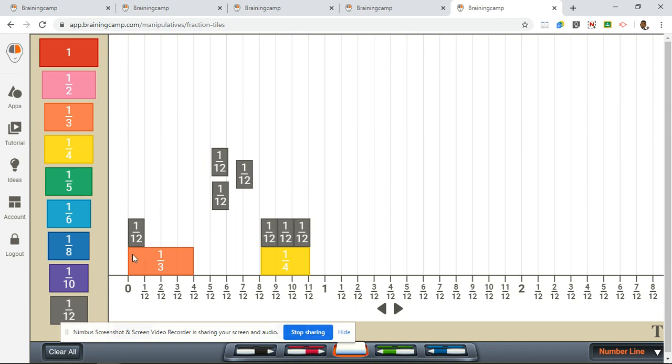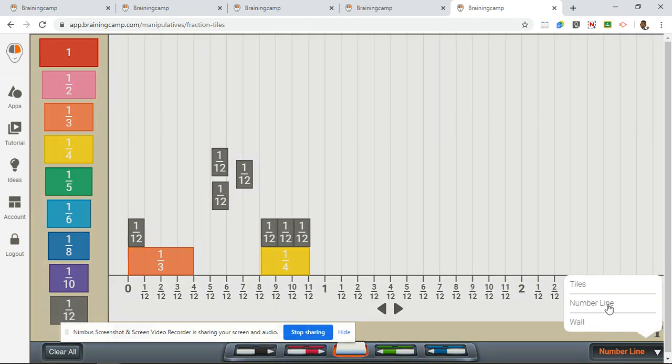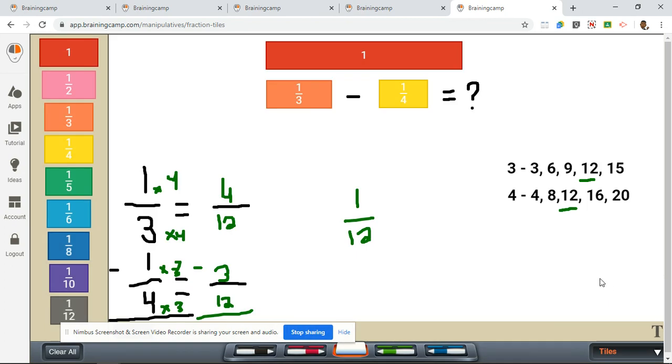So let's notice how it's a little bit different because now you're subtracting, but we still wanted to find a common denominator. So let's go back here. So with subtracting, you find the common denominator, and then you subtract the first one, 1/3, which equals 4/12, and you subtract 3/12, and you end up getting 1/12.